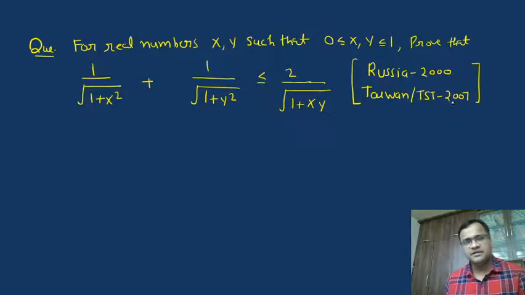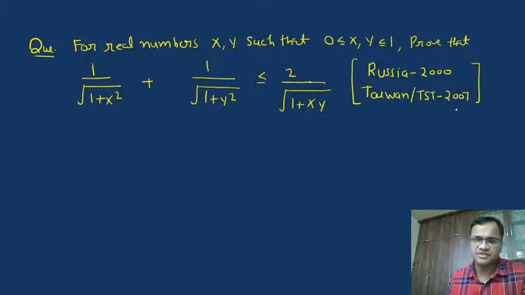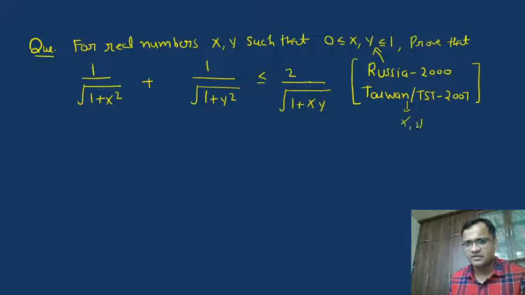Hello everyone. In this lecture, I am going to solve an elegant inequality problem, and this problem was asked in two national competition exams. First it was asked in Russia in the year 2000 and second it was asked in Taiwan team selection test in 2007. And there is a minor change in these two questions. In Russia, the condition on x and y is the same as above, and in Taiwan, there is a strict inequality on xy at the left hand side, and there is no change on the right hand side.